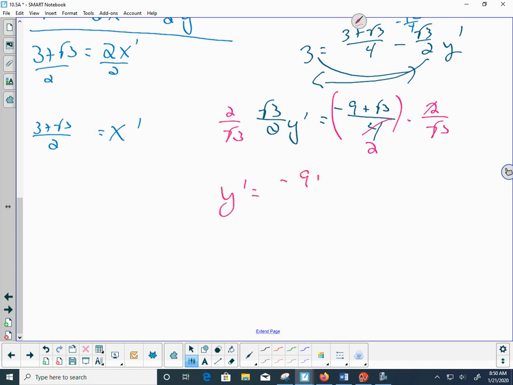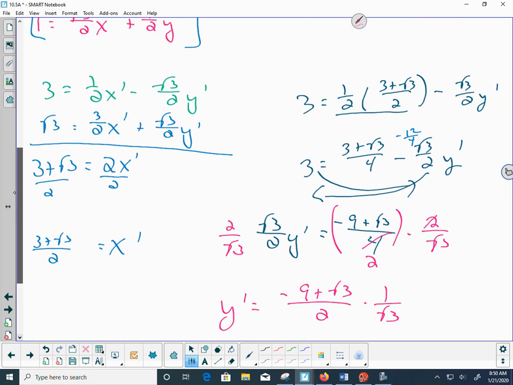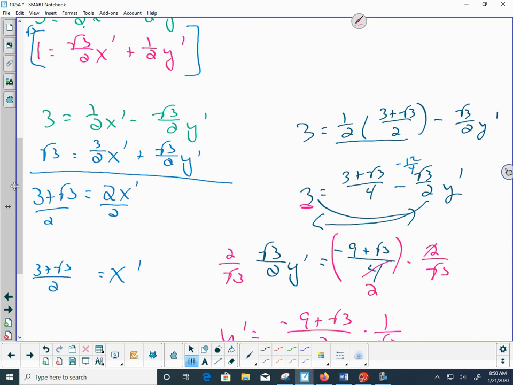So if I left it like this, and then this will simplify, and this is times 1 over the square root of 3, right? The 3 that I had on this side, when I subtracted it from both sides, I wrote it as -12 over 4. That's why I got the -9.